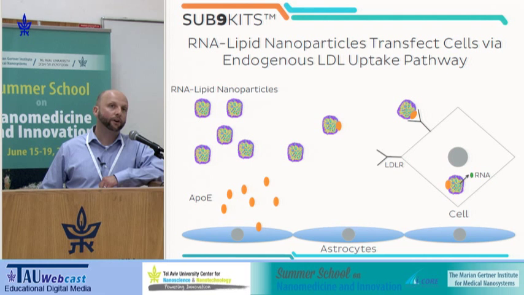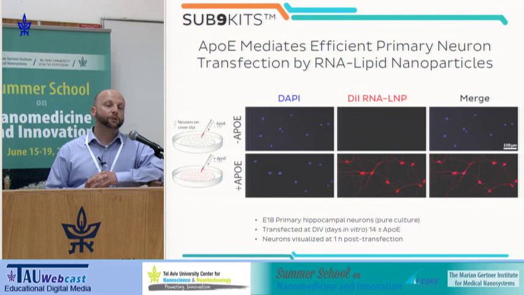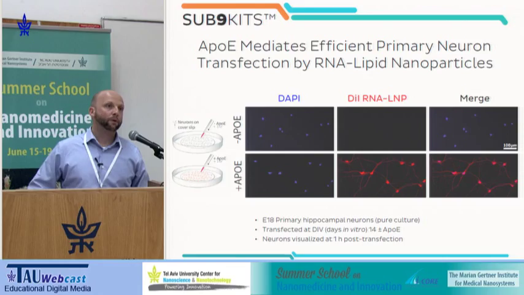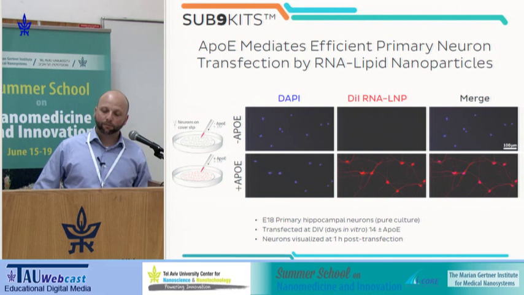With this, we've demonstrated this technology with collaborators at UBC around delivery into primary neurons, so I'll just show a little bit of data on that. And again, this is showing that it's an ApoE-mediated effect. On the bottom panel, we've added ApoE to a pure culture of primary hippocampal neurons. In the top panel is the same cells, but no ApoE. The nanoparticles are labeled with dye, and you can see that the particles get into the cells when you add the ApoE, demonstrating that it's an ApoE-mediated effect, shown here with the red cells.